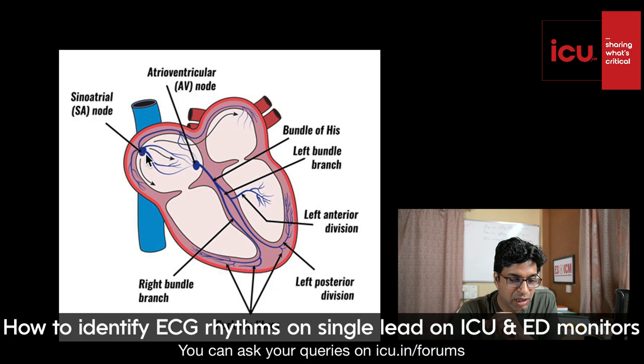Any rhythm which is getting generated from your SA node is called sinus. It's a sinus rhythm or sinus tachycardia or sinus bradycardia, anything which is generating from the SA node. Anything generating from the AV node is called a junctional rhythm, usually a junctional tachycardia. It is at the junction of atria and ventricle, you can remember it by this. And anything which is generating in the ventricles is called ventricular rhythms or ventricular tachycardia. We'll come to these in detail.